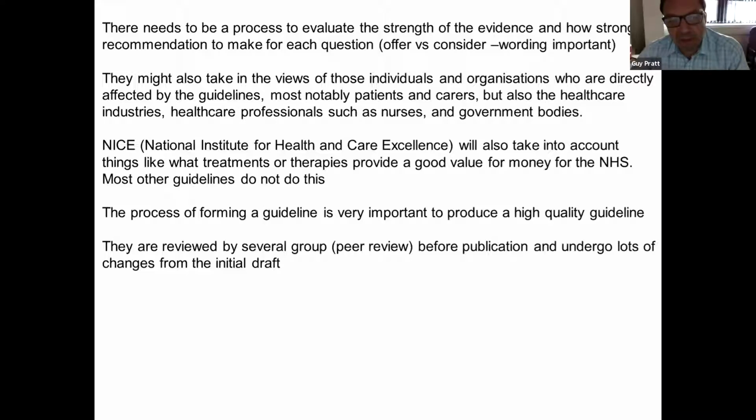NICE is slightly different because NICE take it a step further and they look at health economics, which we don't have the capacity to do that well. And they'll look at working out cost effectiveness, which is actually very specialized. It is quite a process. It's very important in order to produce a high quality guideline, and it goes through lots of drafts. So it gets sent out at repeated stages to experts and undergoes lots of changes from the initial draft.